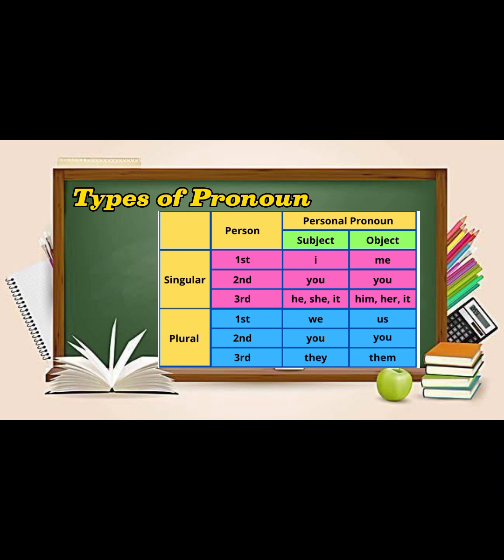And what is the case basically? We see whether they're working as subject or object. So you can read the table. And let me tell you first that if they work as the subject, they come before the verb. And if they are working as object, they come after the verb and they receive the action at that time.